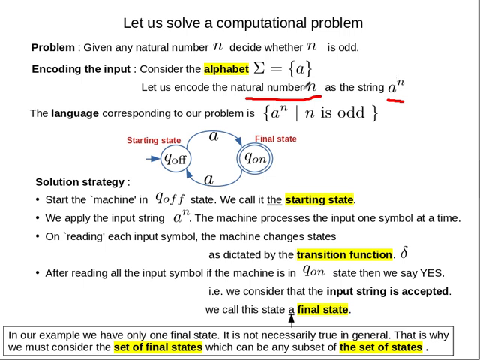And then what will be the language? The language will be the set of all strings for which the answer is yes. That means for which n is odd, because this is what we are trying to solve, right? So this is our language. It's a language over this alphabet, just containing this one symbol.